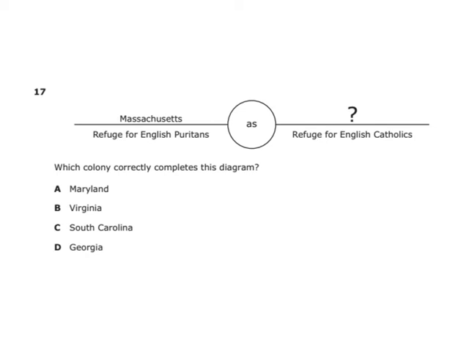Massachusetts, refuge for English Puritans, as blank was a refuge for English Catholics. Which colony correctly completes this diagram? Well, Maryland. Maryland was a refuge for English Catholics. Remember, we talked about that.